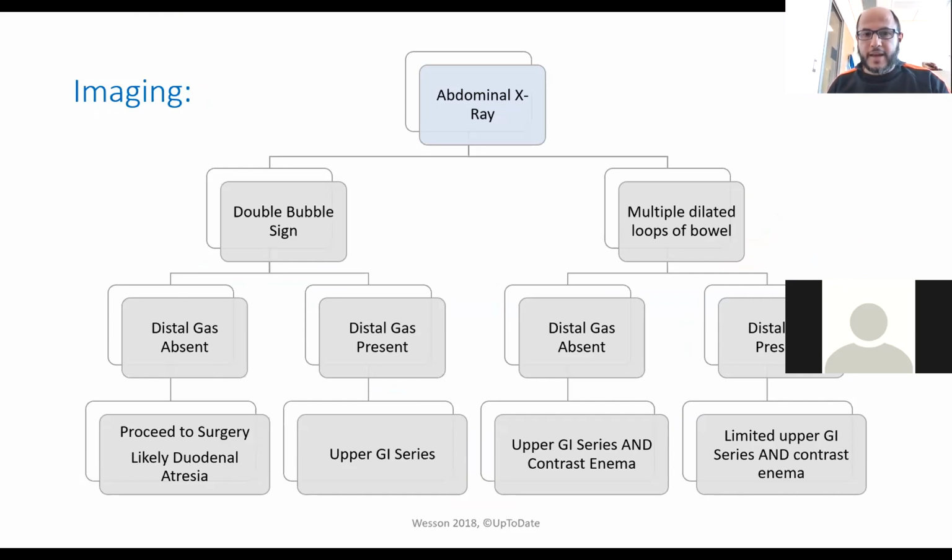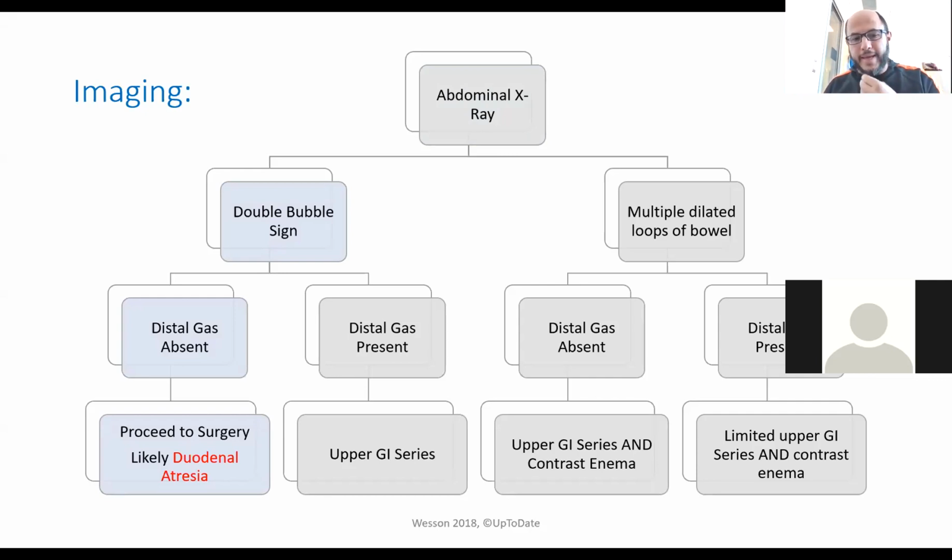We said if you have bowel obstruction, non-specific, or you're concerned about abdominal distension, and the baby has either bilious or non-bilious vomiting, after a good history and exam you're going to do the X-ray. We discussed if the baby has a double bubble sign, specifically you're going to look below. If there is no distal gas, then the top of your differential diagnosis is duodenal atresia.